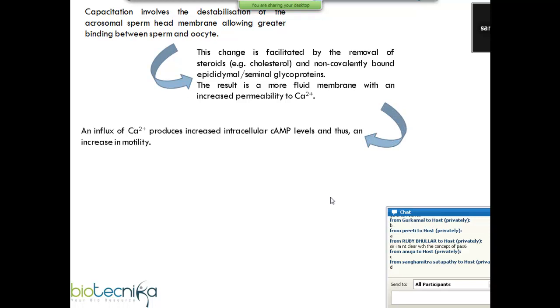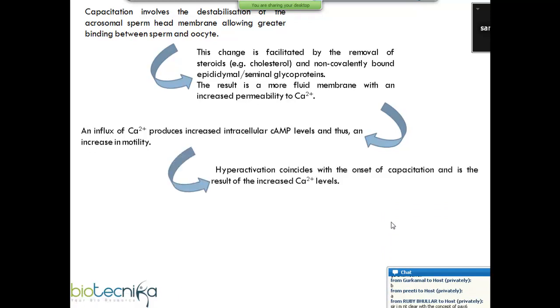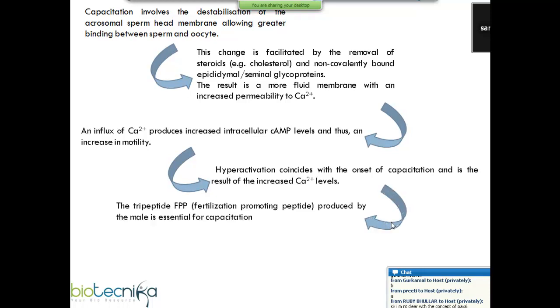So this influx of calcium 2+ will increase your cyclic AMP and then increase motility, that we have seen, that we know. So this is the molecular event in a very detailed manner. So next, the motility increases. This hyperactivity coincides with capacitation and results in increased calcium 2+ levels. Here the tripeptide, the fertilization promoting peptide, produced in the male, is very essential for your capacitation.